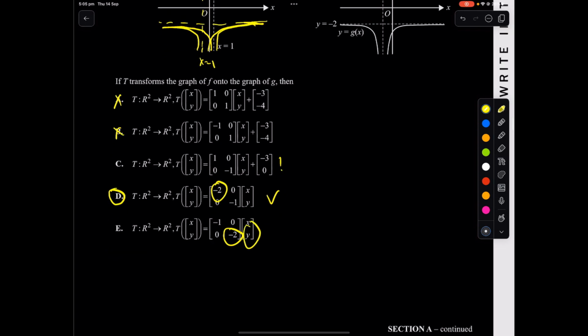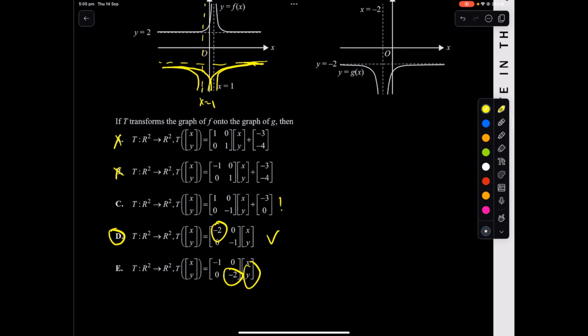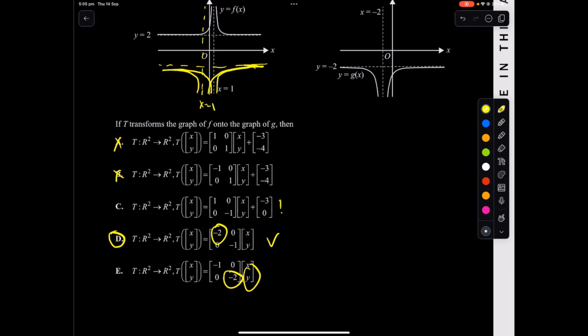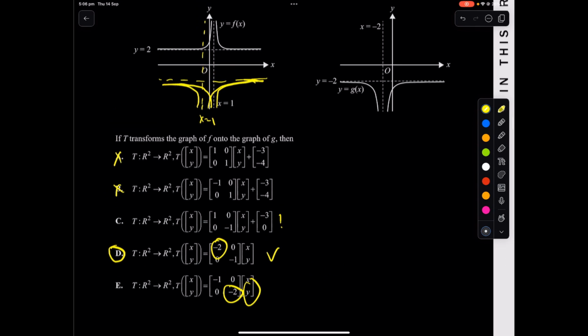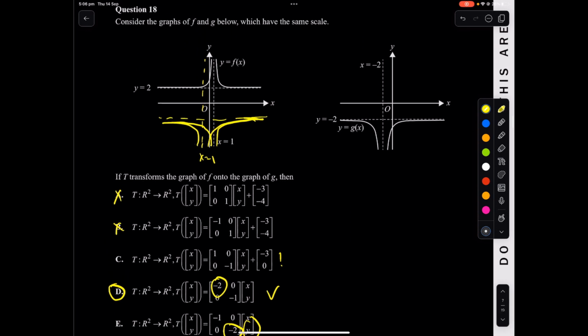Here, if you really expand this, yeah, nah, this would shrink it. Pretty much that would shrink the graph more. So only D is the most right answer here. I gotta check the answer. I'm not actually sure for this one. Yeah, wow, this question's quite tricky.